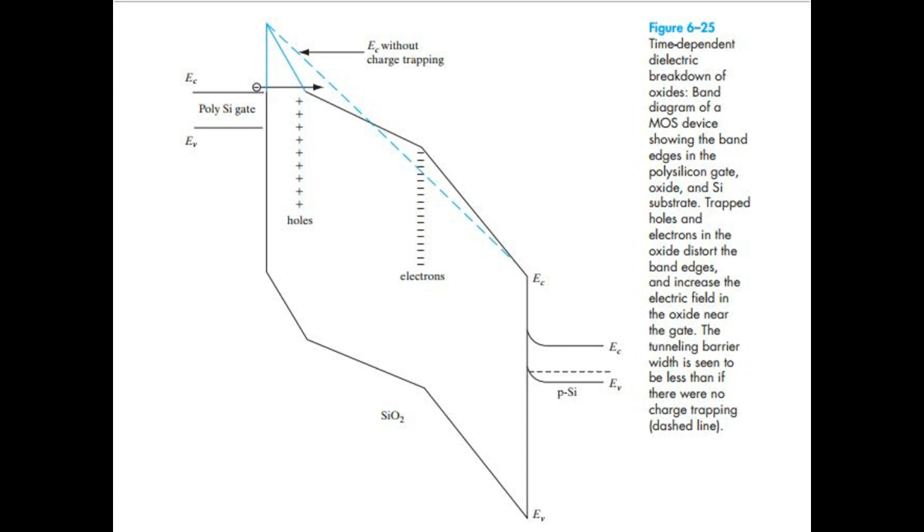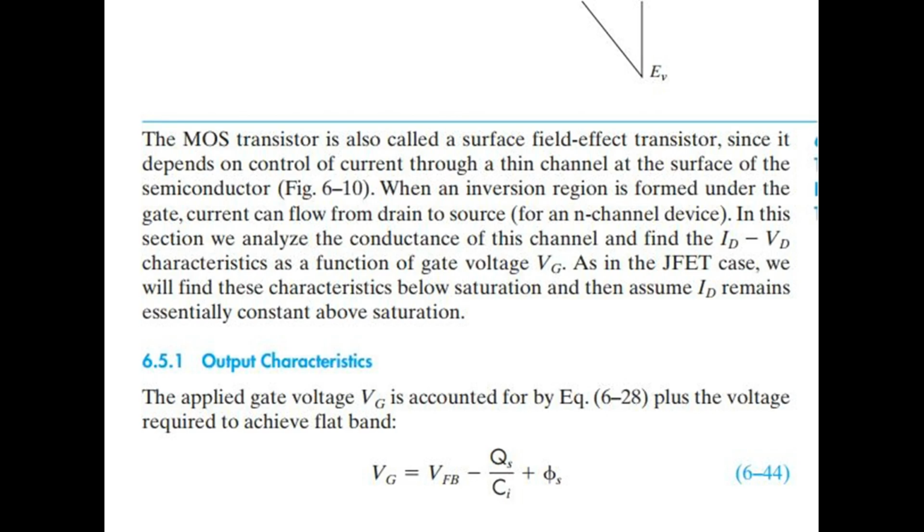The MOS transistor is also called a surface field effect transistor, since it depends on control of current through a thin channel at the surface of the semiconductor, Fig 610. When an inversion region is formed under the gate, current can flow from drain to source, for an N-channel device. In this section we analyze the conductance of this channel and find the drain current, drain voltage characteristics as a function of gate voltage Vg.